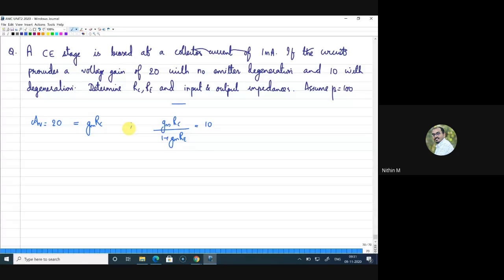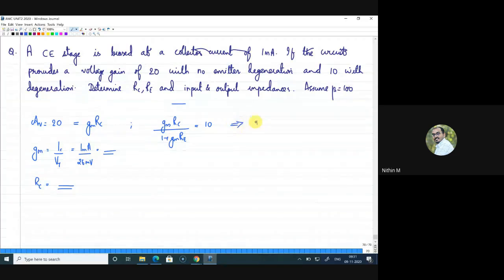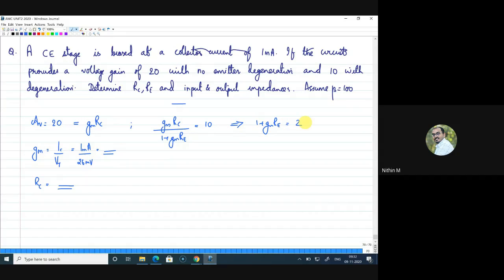To get the value of RC, you should evaluate what GM is. So how will you write GM? GM is IC by VT. So IC is 1 milliamp and VT is 26 millivolt. So you will get the GM value, and from that you can arrive at the value of RC. Now, if GM RC is 20, then this ratio is given as 10. So this implies that 1 plus GM RE is equal to 2, because 20 by 2 is 10, right? So 1 plus GM RE is 2 and this will give you the value of RE.